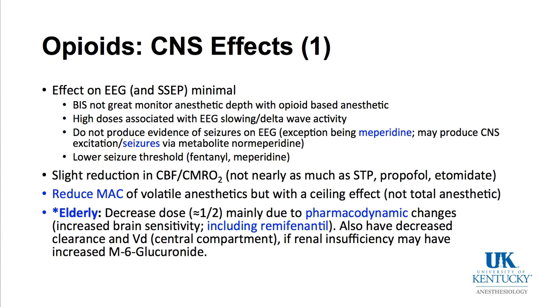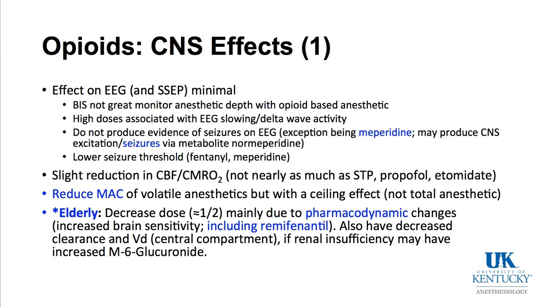First of all, its effect on the electroencephalogram and SSEP is minimal. The BIS is not a great monitor of anesthetic depth when you're using opioid-based anesthetic like remifentanil. High doses of opioids are associated with some EEG slowing and delta wave activity. The opioids do not produce seizures on EEG. The exception is being meperidine. In the case of renal failure, its metabolite normeperidine can cause seizures. But the seizure threshold itself is reduced by fentanyl and meperidine.